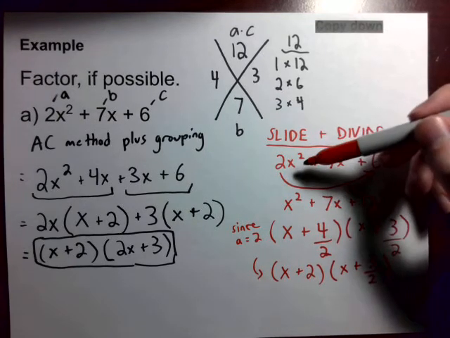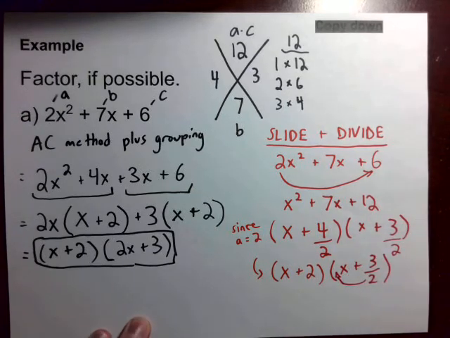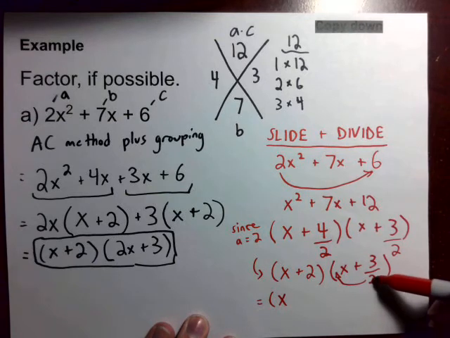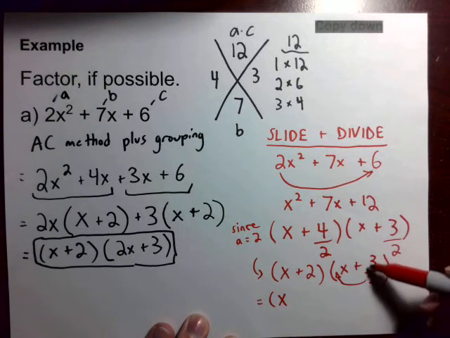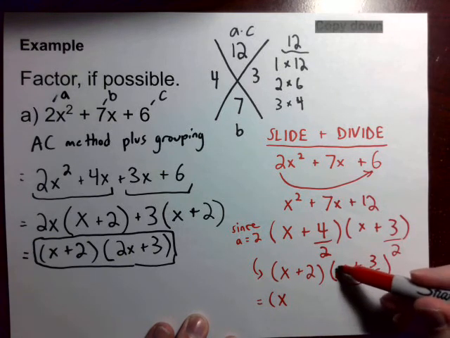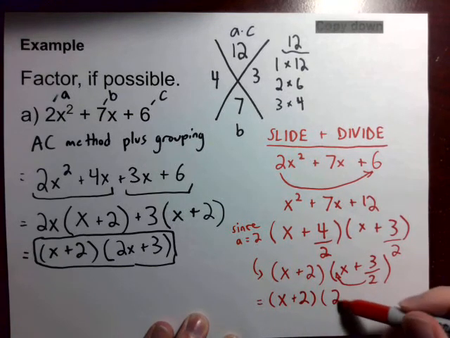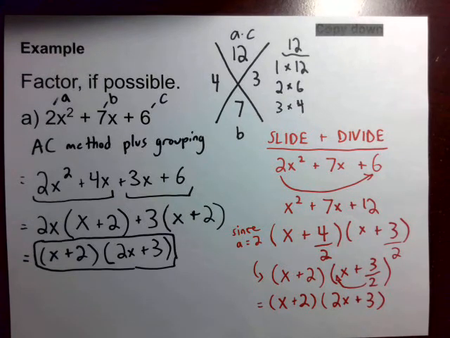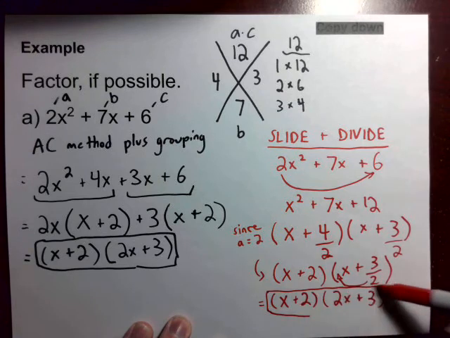And then the sliding we did at the top, you're going to undo that. So this 2 is now going to remove itself from the denominator in this part here, 3 halves, and is going to be multiplied by the x. So this will become x plus 2 times 2x plus 3. So this still gets you the same final answer.